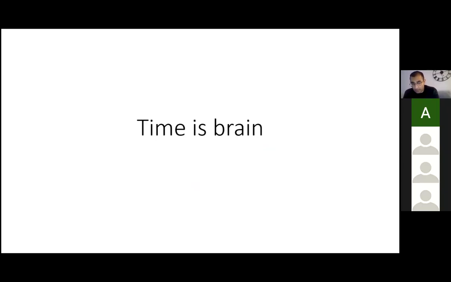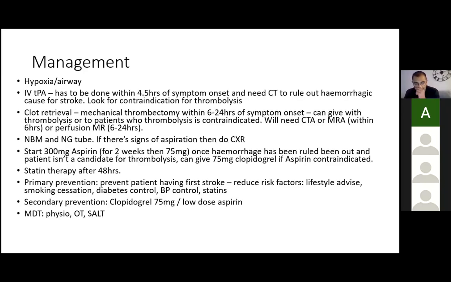So time is brain. So think about the management. First of all, you do A to E, so you treat any hypoxia or airway problems. And then if they've presented within 4.5 hours of their symptom onset, and you've done the CT to rule out a hemorrhage, then you want to be thinking about thrombolysis. So you want to see if the patient has any contraindications to thrombolysis. There might be recent surgery or anything like that. There's a whole list of contraindications that you can look at in your own time.